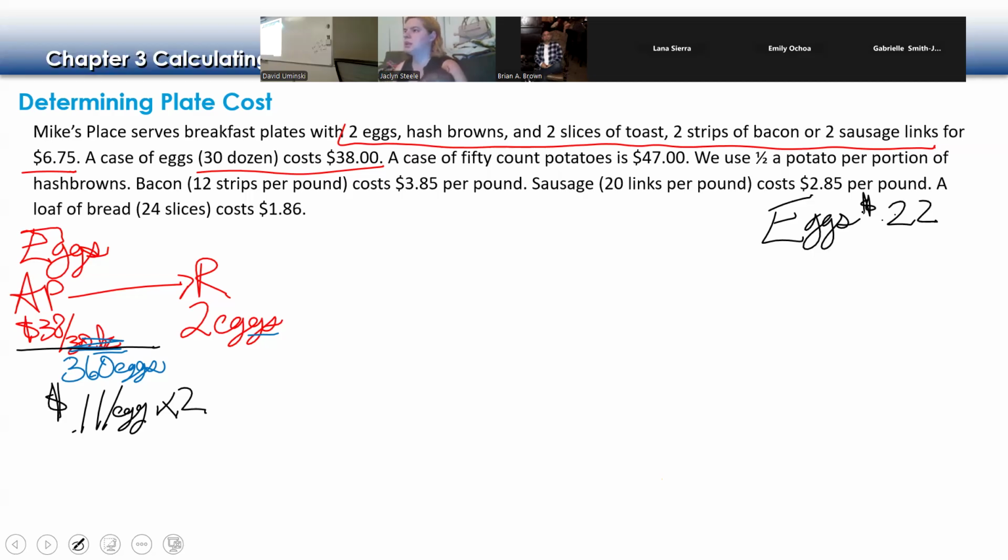Let's talk hash browns. Hash browns, as purchased to recipe. A case of 50 count potatoes is $47. So $47 for 50 potatoes.